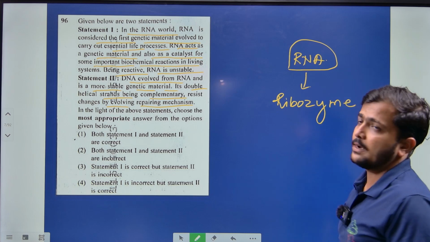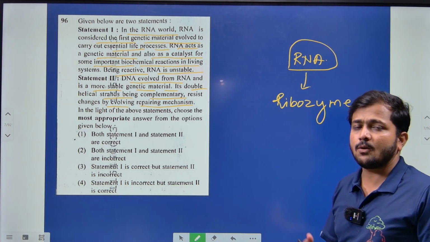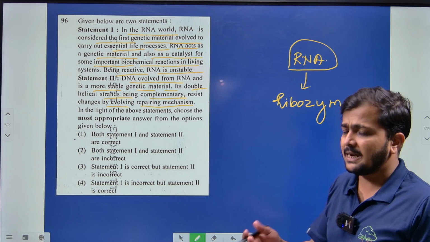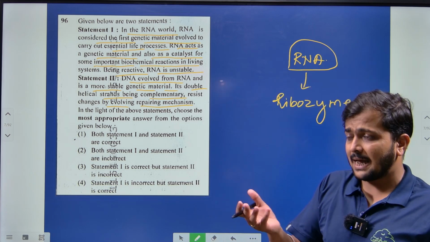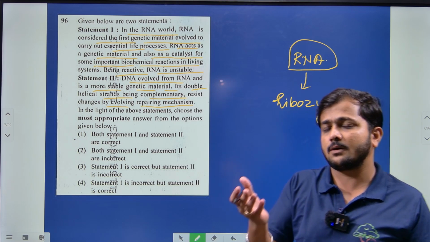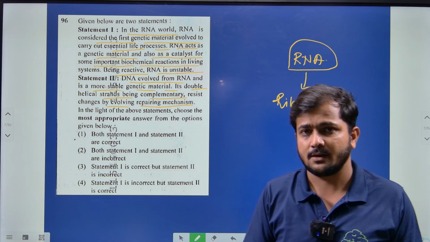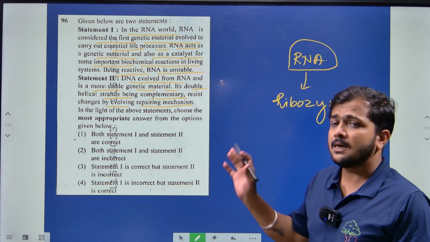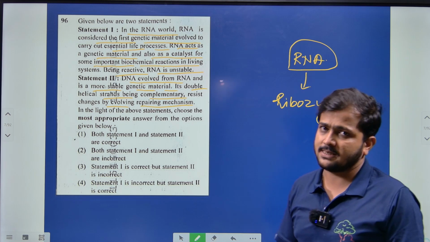We majorly call it a ribozyme here, which initiates the biochemical reactions, majorly with respect to the rRNA, which acts as a ribozyme during protein synthesis. In protein synthesis, it is going to form a peptide bond between the two amino acids.